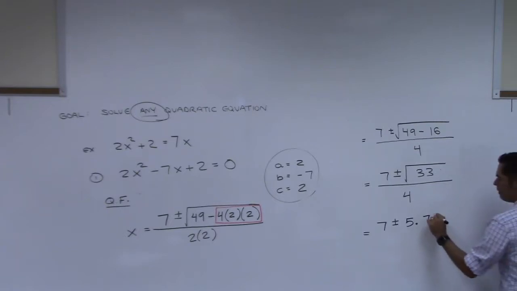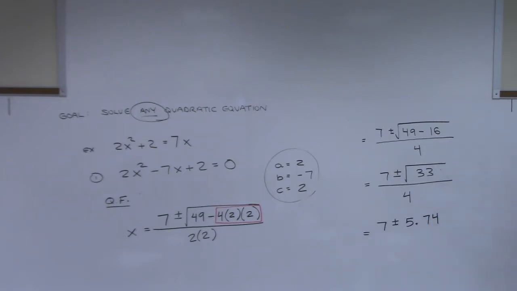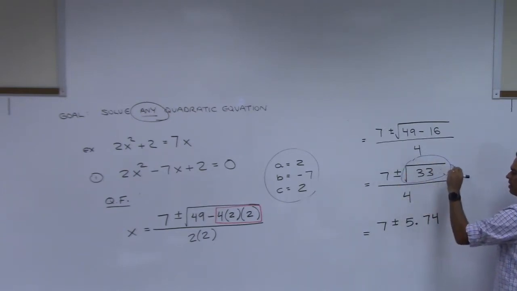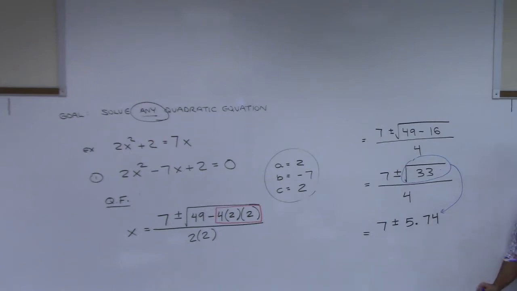5.74? Okay. Good with that? All right, so notice from this line right here, from here to here, no more square root, right? The square root is gone. I went to my calculator and figured out what the square root of 33 was.